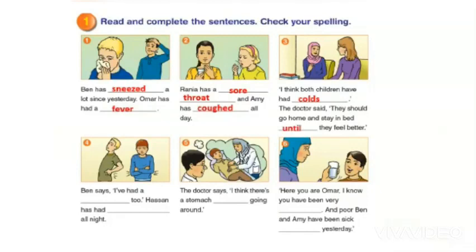4. Ben says, I've had a backache too. Hassan has had a stomachache all night. 5. The doctor says, I think there's a stomach bug going around. The last sentence. Here you are, Omar. I know you have been very thirsty. And poor Ben and Amy have been sick since yesterday.